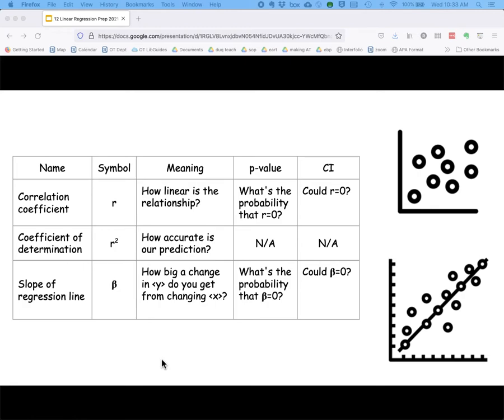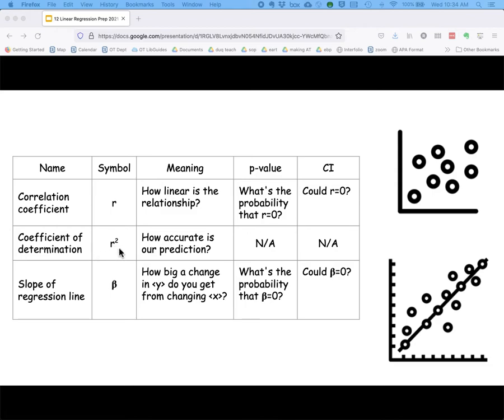Some of the symbols that you're going to see when we're discussing correlation and regression. The correlation coefficient we've covered. That's how linear the relationship is. And when you get a p-value in correlation, you're getting the probability that you saw the data you saw if r was actually 0. And when you get the confidence interval, that's going to be on the correlation coefficient, and you want to know if 0 is within that confidence interval.